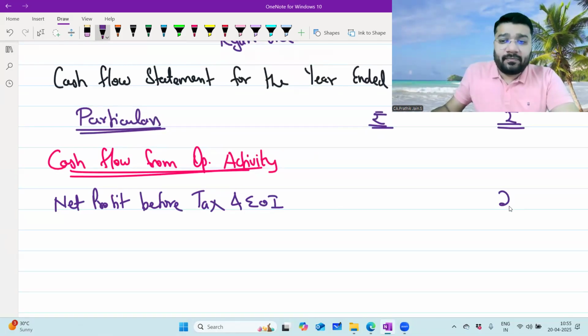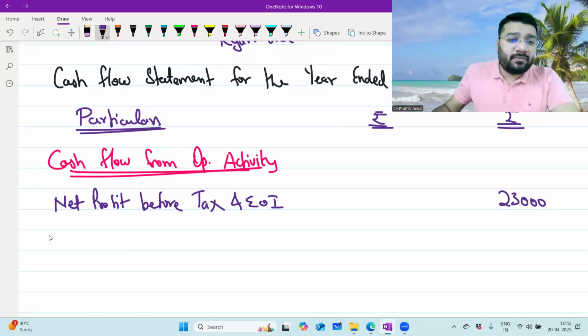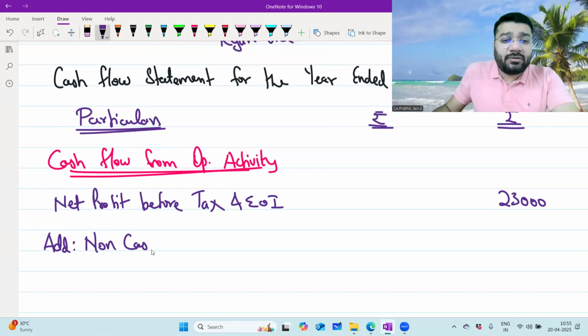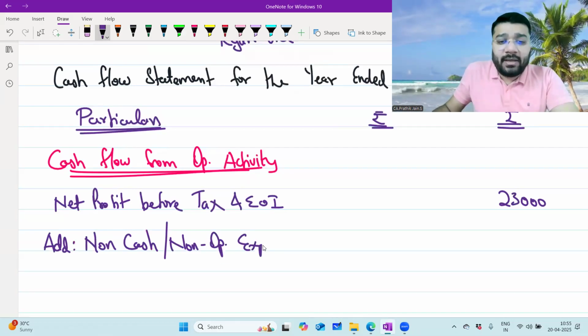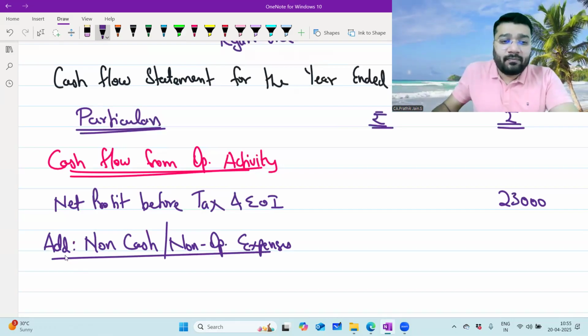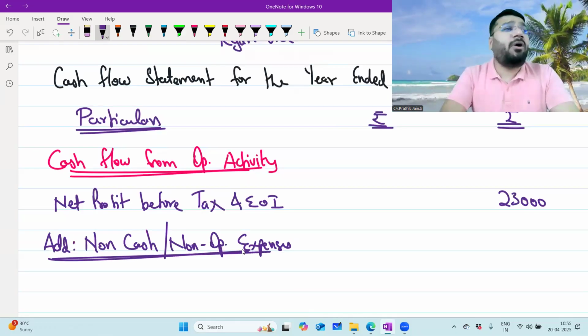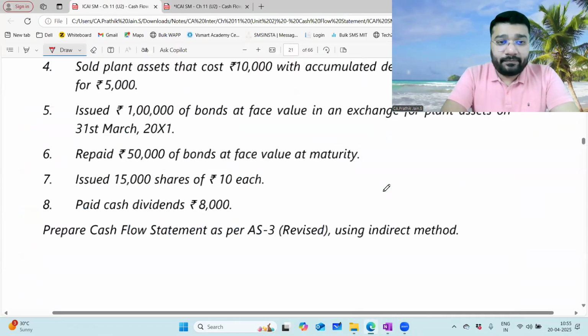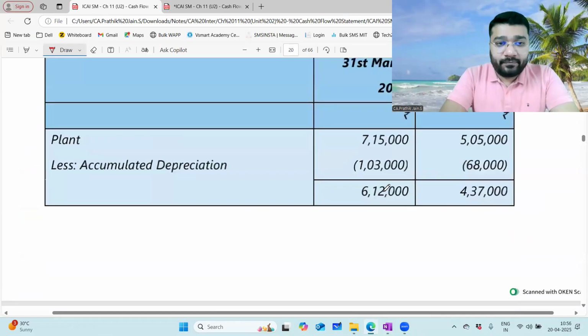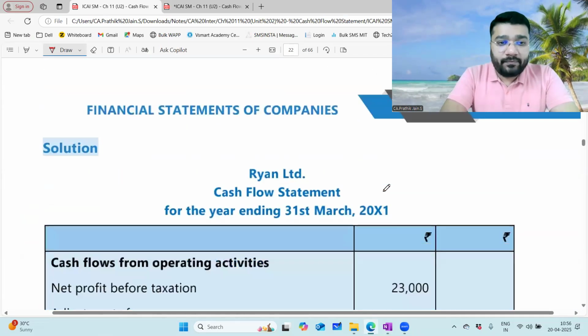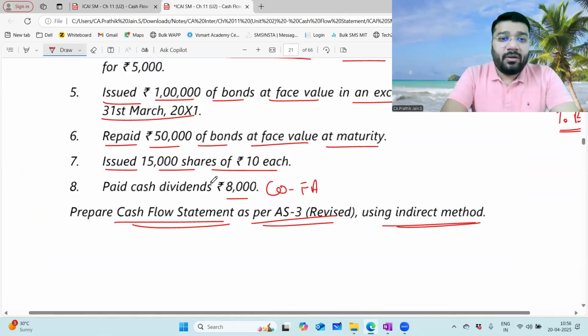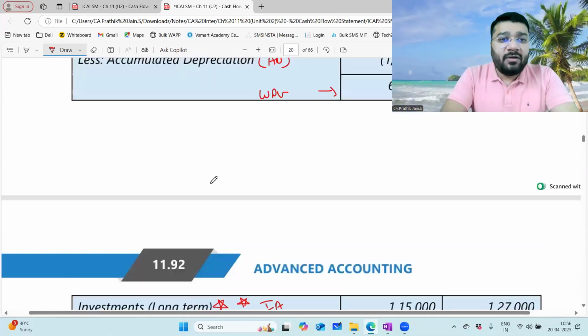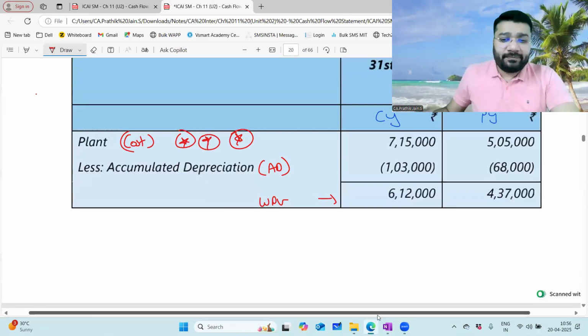How much is it? 23,000. Add back non-cash or non-operating expenses. Now I cannot proceed forward without opening the multiple ledgers. Which ledger do you want me to open first? We'll finish it off. Plant and machinery. Depreciation. Okay.